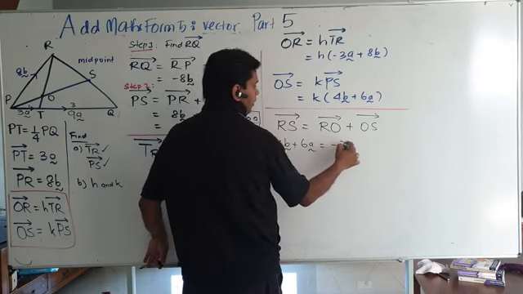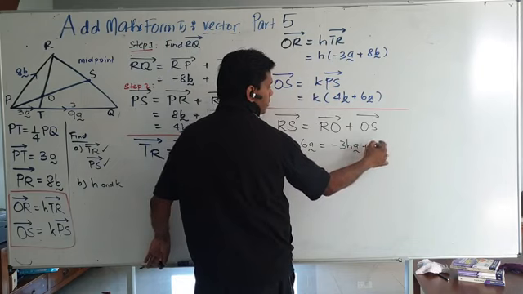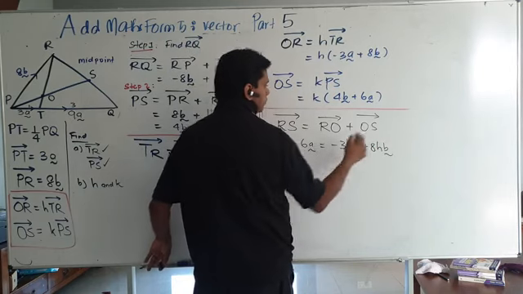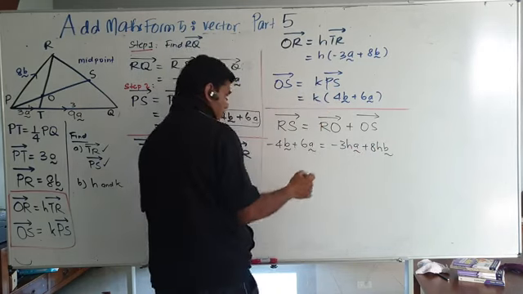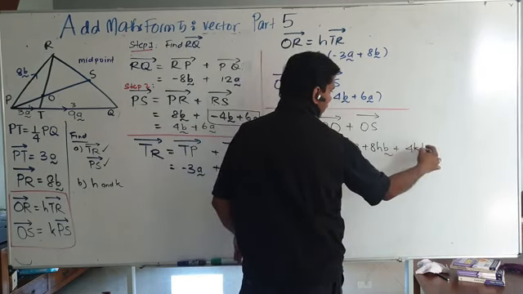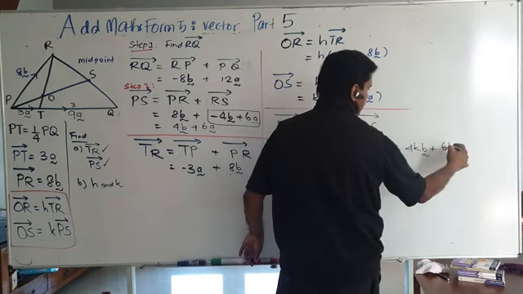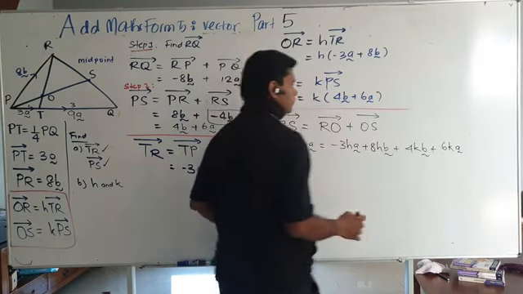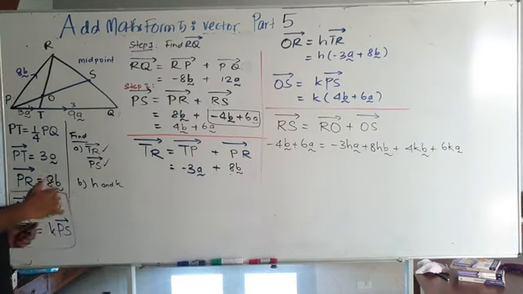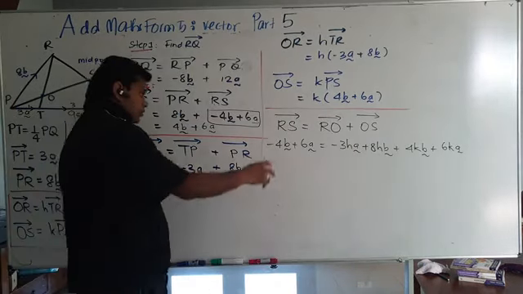So negative 3HA, 8HB plus OS. What is OS? OS is 4KB times in plus 6KA. Okay, so that's your equation. So once you have done that, you probably get 1 mark for this equation.